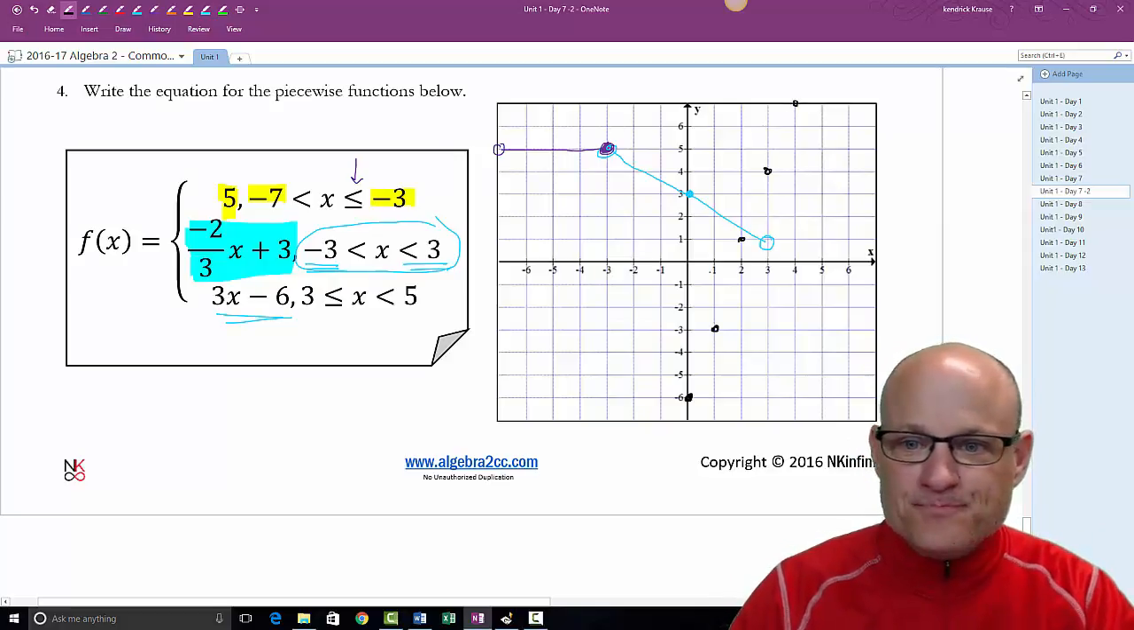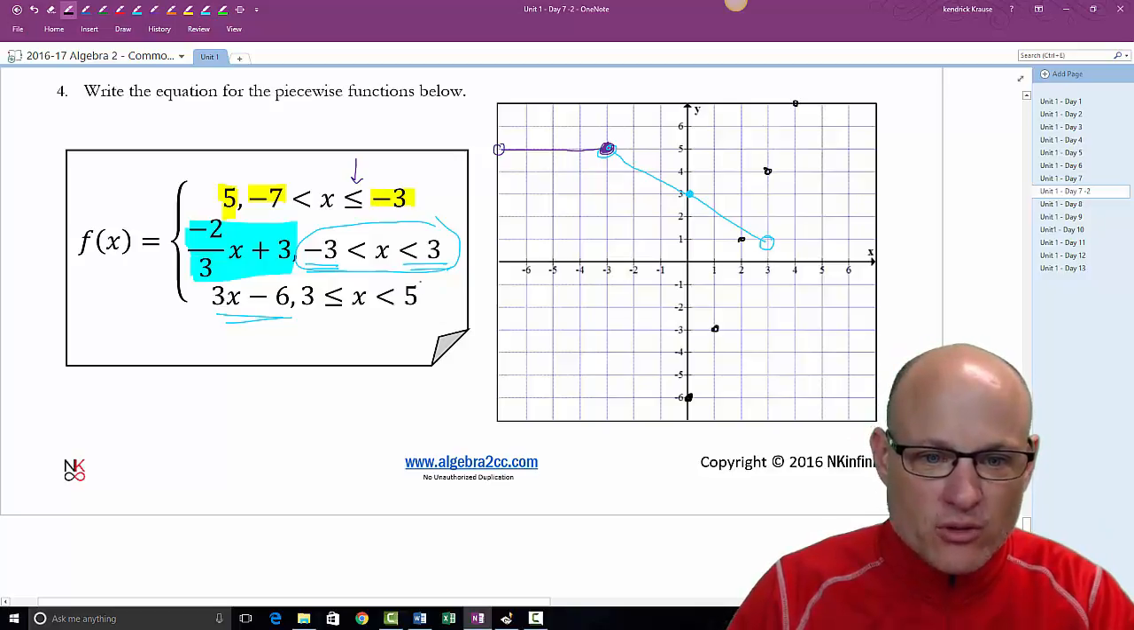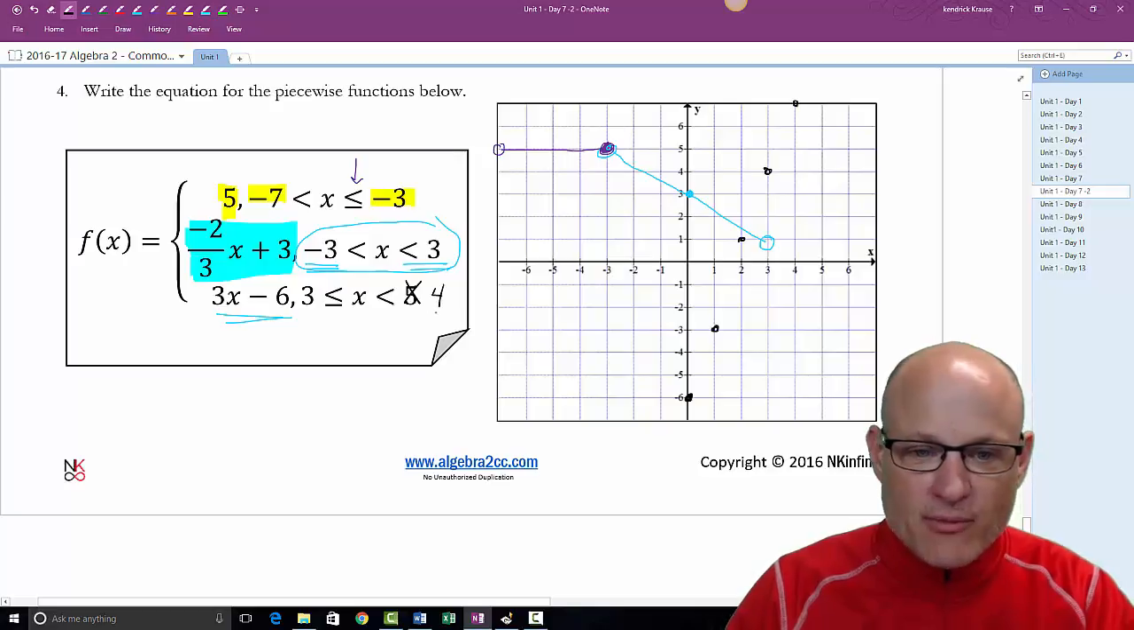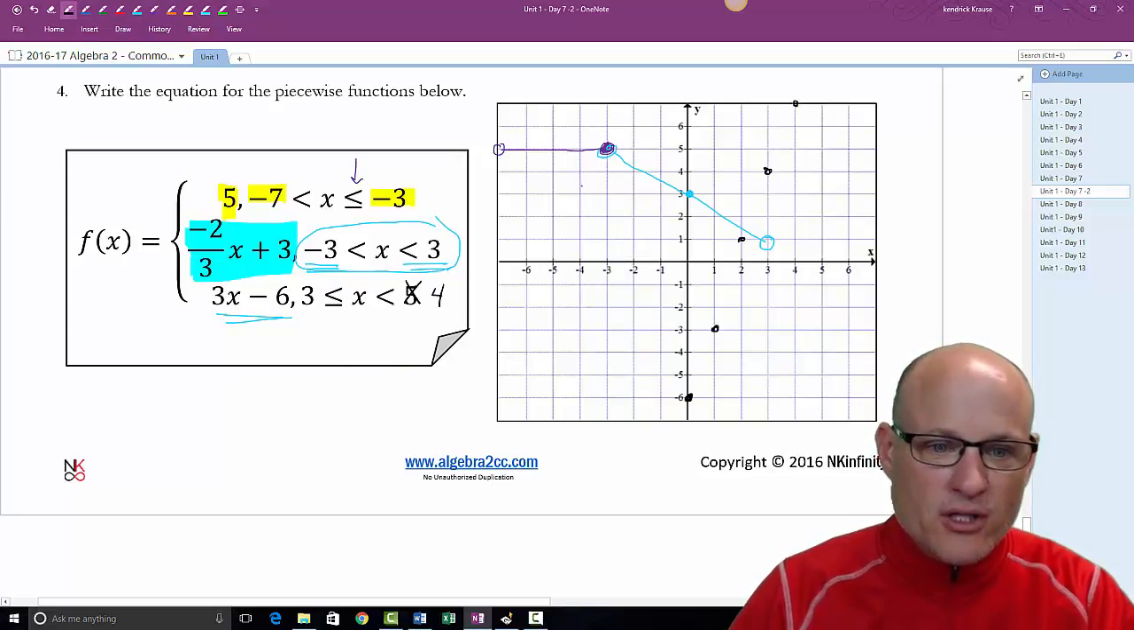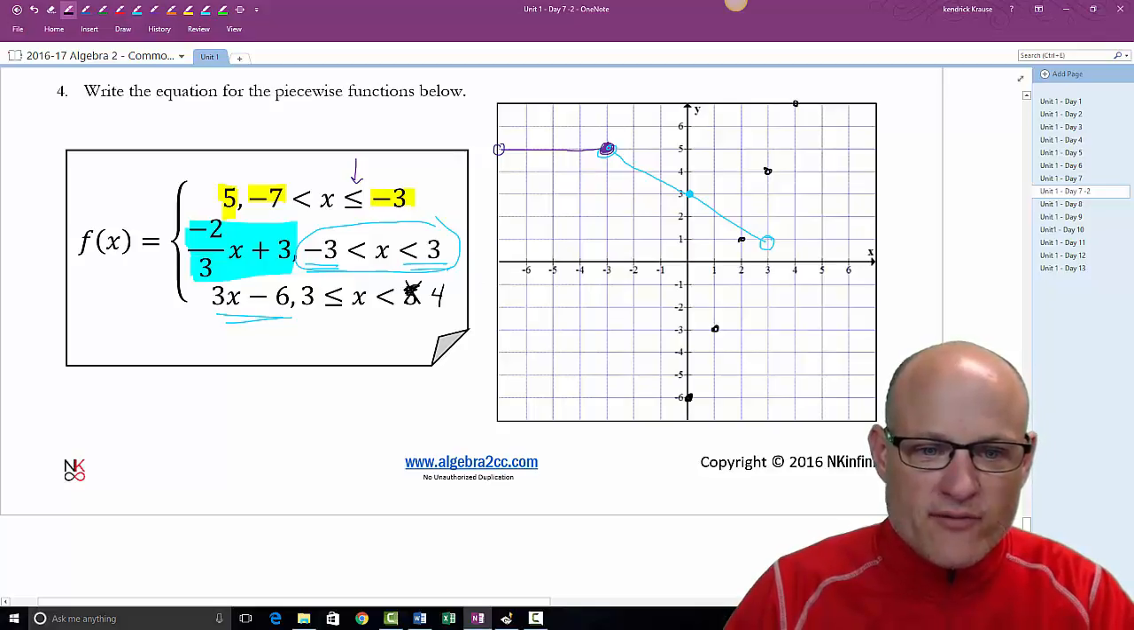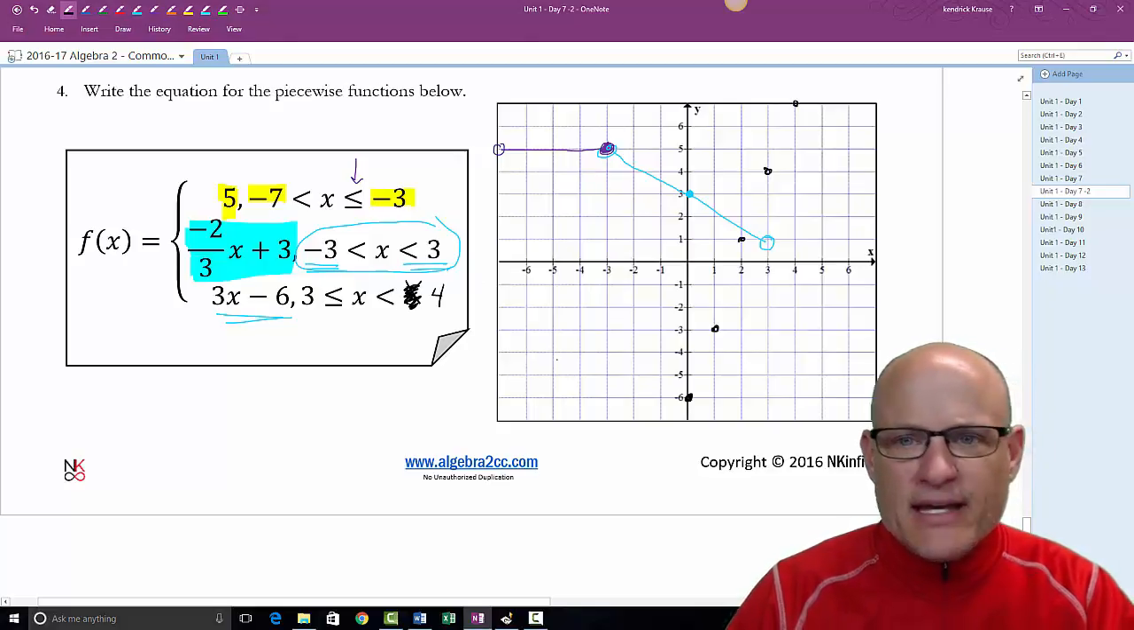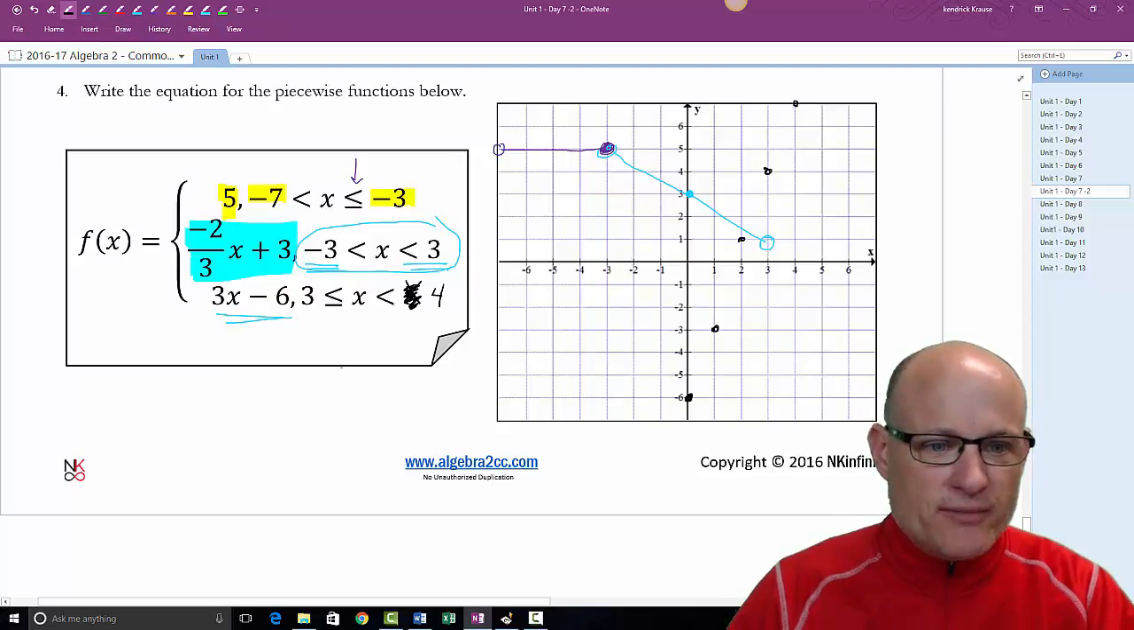Oh, man. I'm going to have to change this to a 4. I gave you the wrong graph paper. I'm just going to change it to a 4. So when you have your sheet, this should be a 4. Sorry. Anyway, all right.